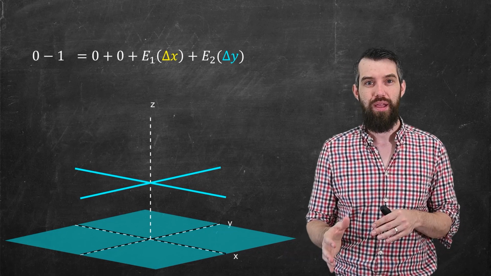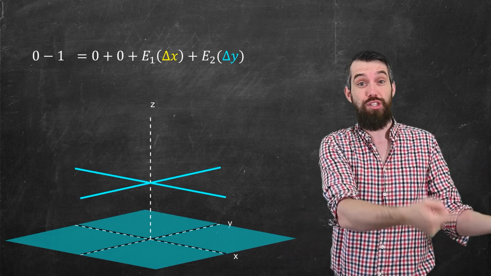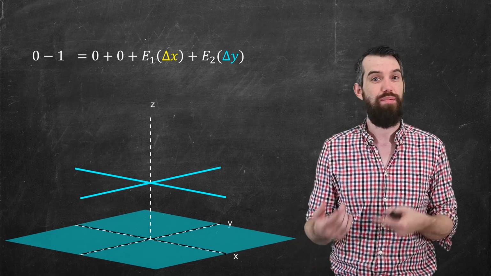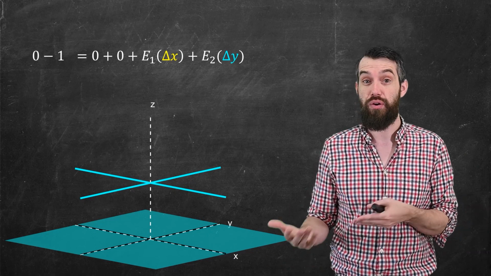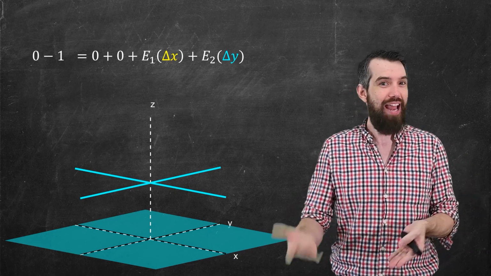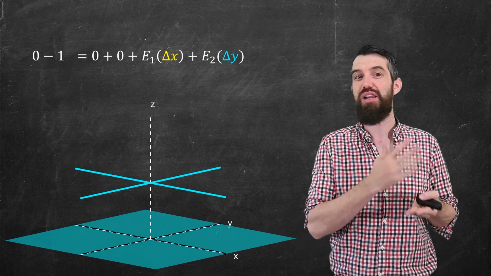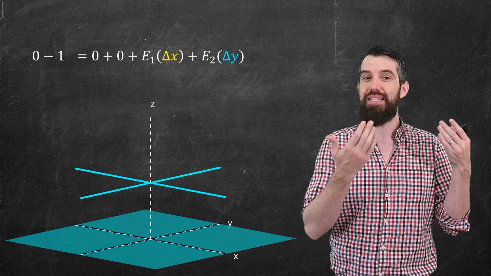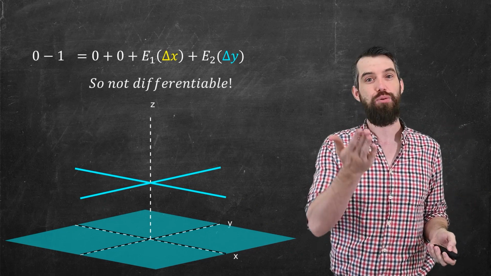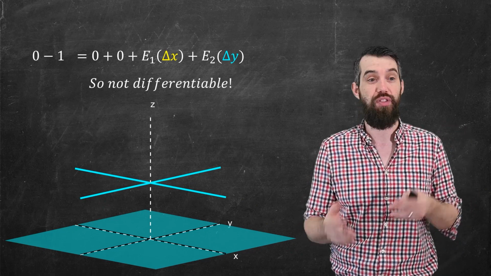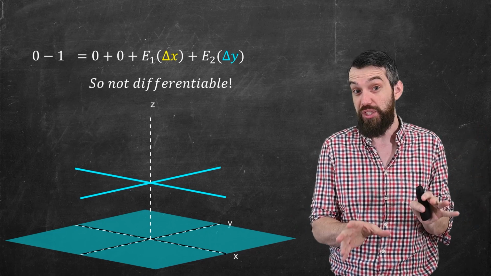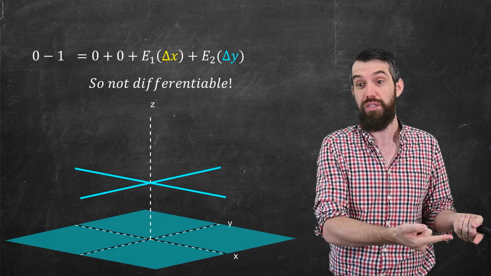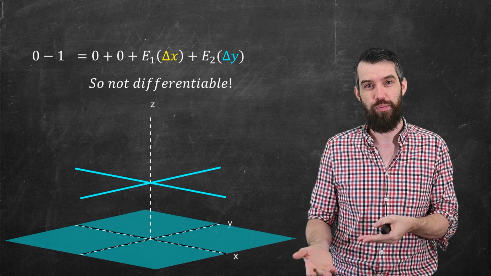Now, here's the point. Those error terms, if it's differentiable, have to be small in the limit as delta x and delta y are going to 0. But they cannot be small because they have to add up to minus 1. Minus 1 is not close to 0. So the point here is that these error terms cannot both be small, and as a result, it's not differentiable. The attempt to write down that formula for differentiability did not give small errors, and so it was not differentiable.